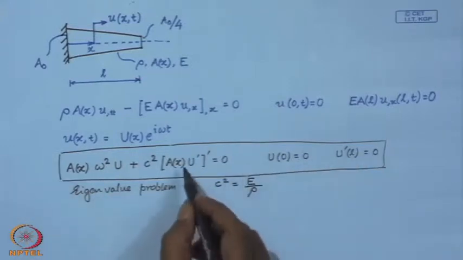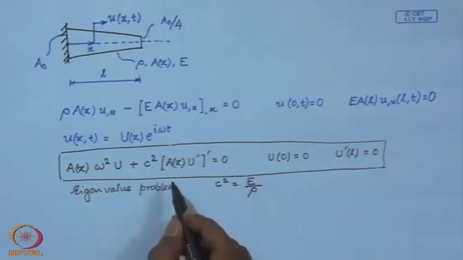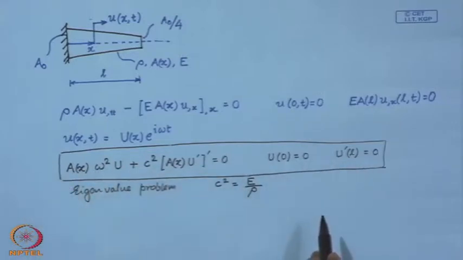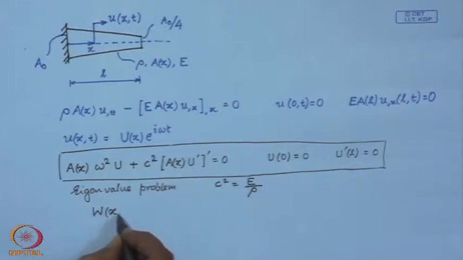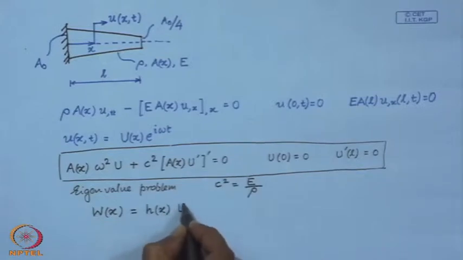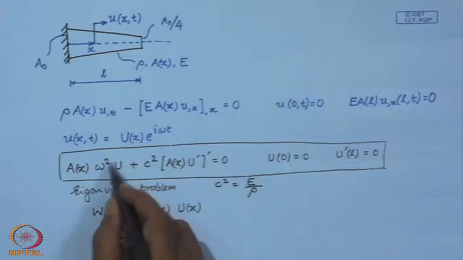Now, for a general variation of the area of cross section, this may not be solvable analytically. So, what we are going to attempt here today is to try to find a class of systems or class of variation of cross sectional area for which this problem might be solvable analytically. So, to find that class, let us make a variable transformation. Let us consider a new variable W(x), which is expressed as some unknown function h of x into our amplitude function u of x.